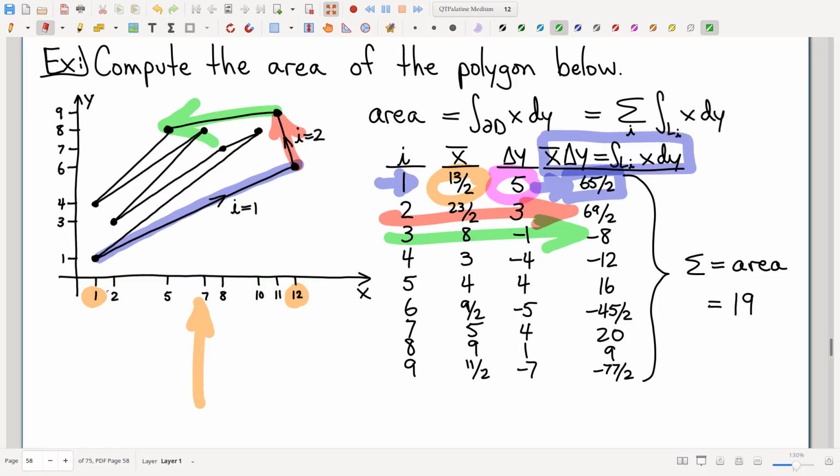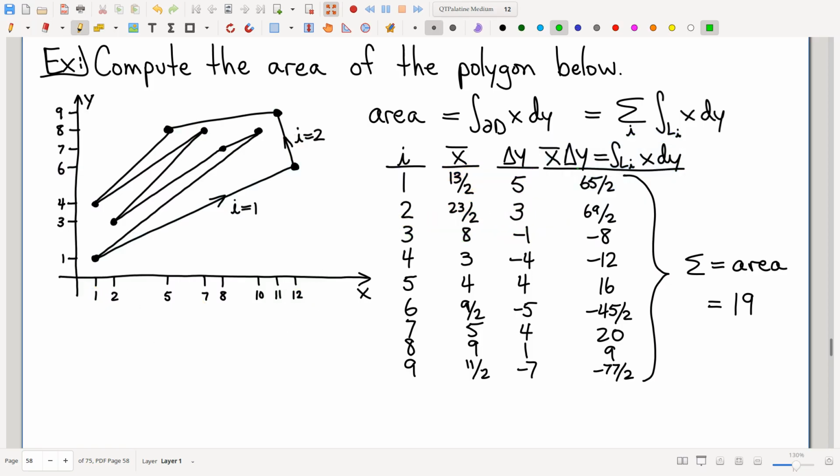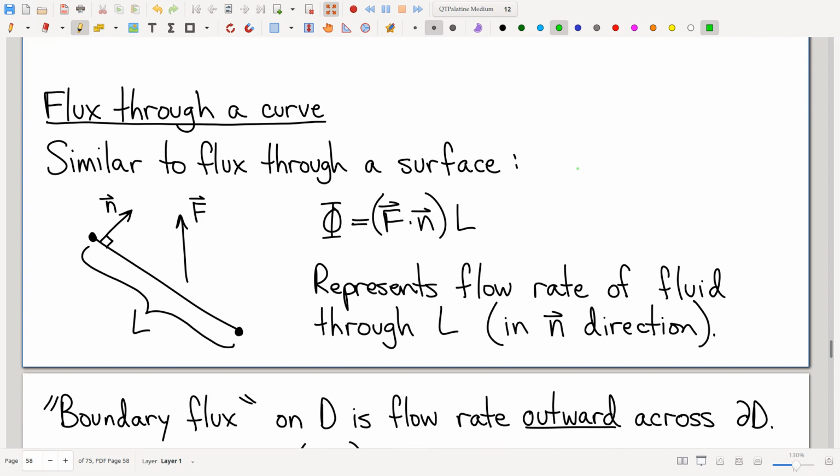Okay, next application. And this is another one that's a little bit surprising. We're going to talk about the idea of flux through a curve. Now, y'all will recall, flashback to chapter 3, we talked about flux through a surface. Flux through a surface represents the total flow rate. If you have a vector field representing the flow of a fluid, and you want to know volume of fluid per unit time passing through a surface, flux does that calculation for us.